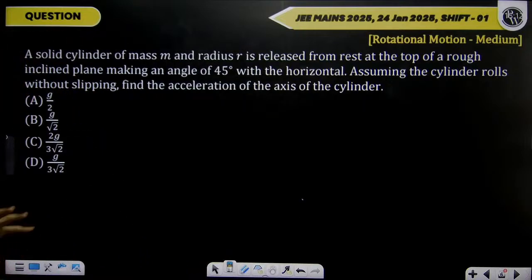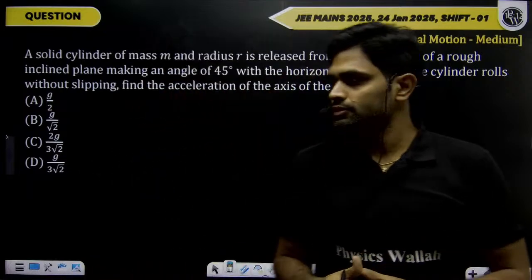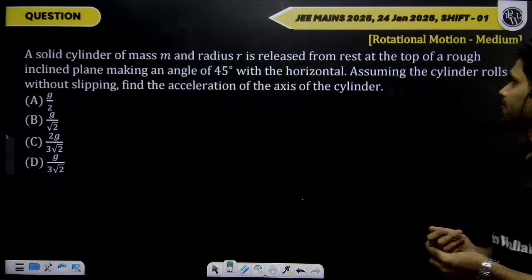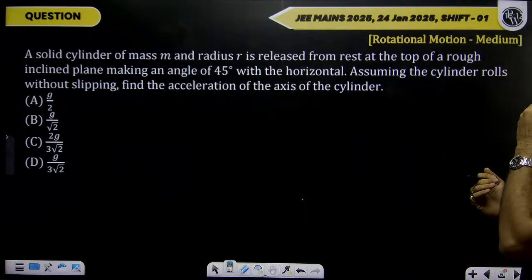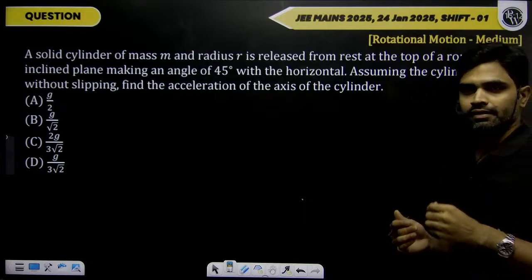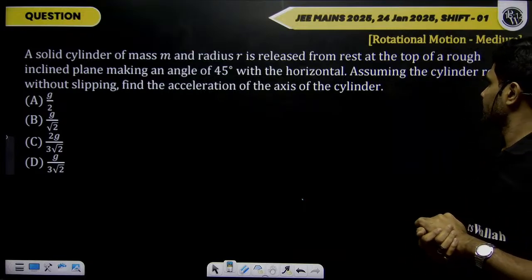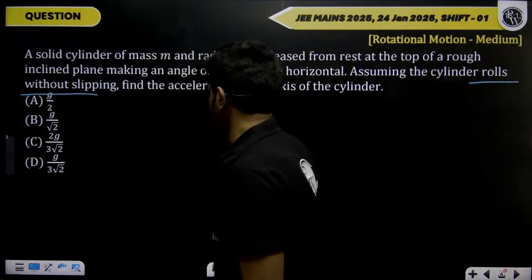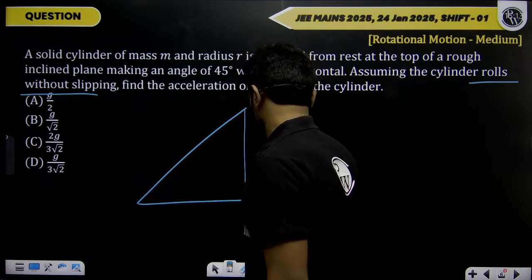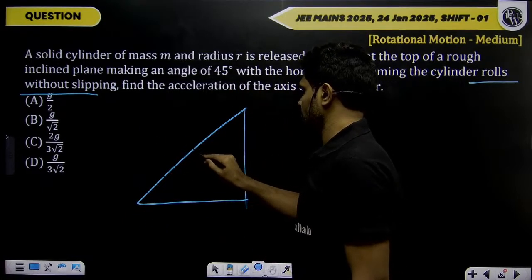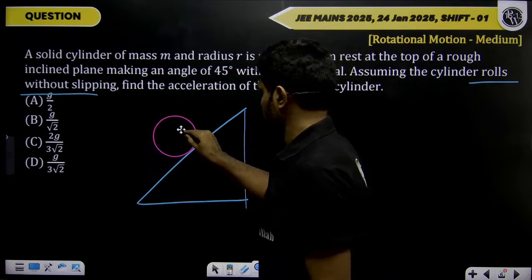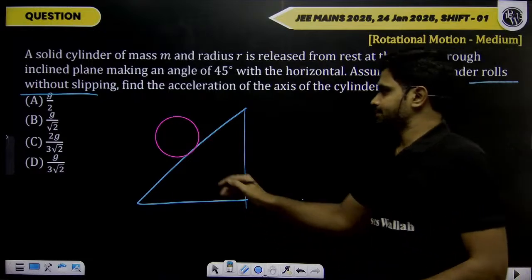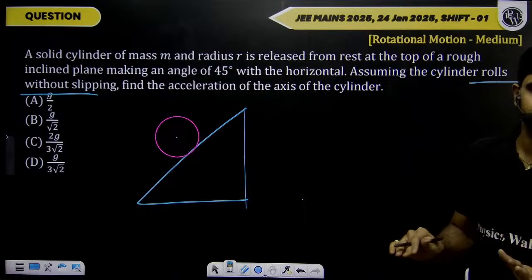Next, there is a solid cylinder. A solid cylinder is nothing but a disk. A solid cylinder rotating about an axis is nothing but a disk, because you can slice it into disks. It is released from rest at the top of an inclined plane of angle theta, 45 degrees. Assuming the cylinder rolls without slipping, so it is just a pure rolling condition on an incline. Acceleration, they are asking. A direct formula based question.